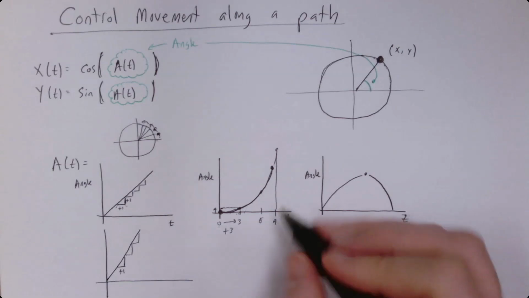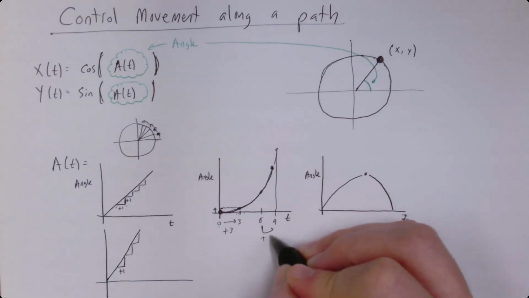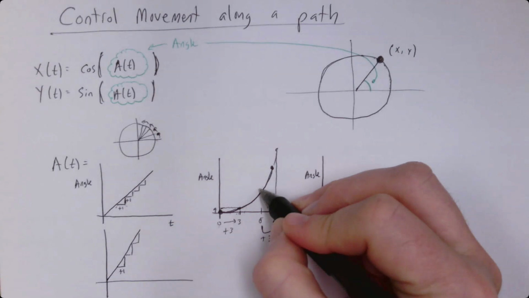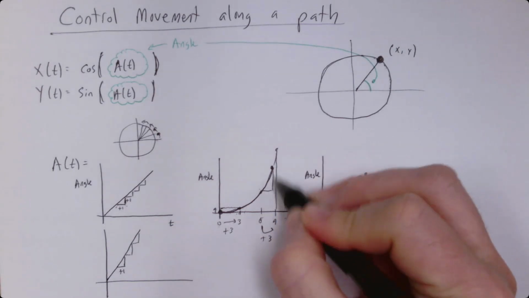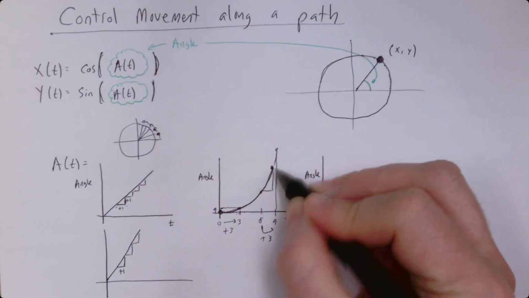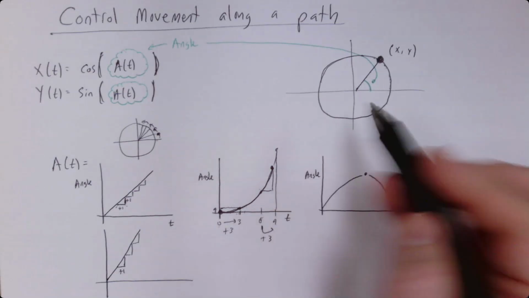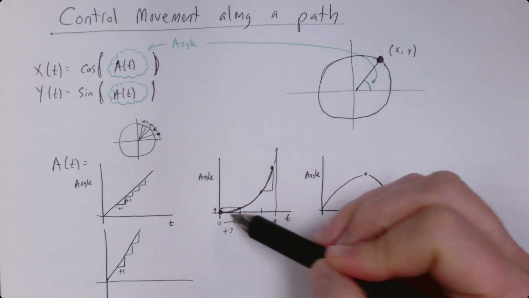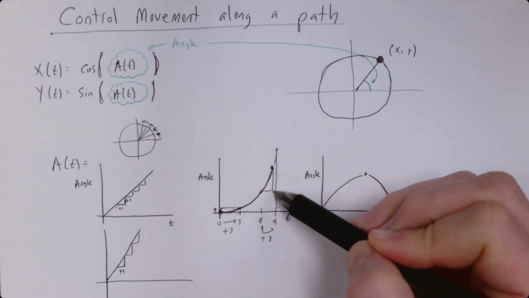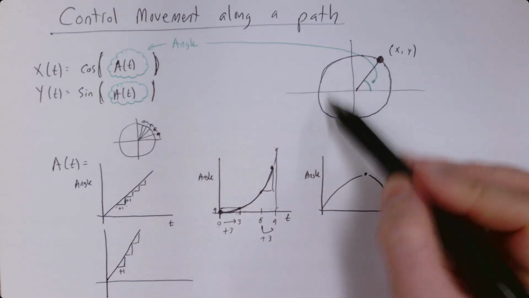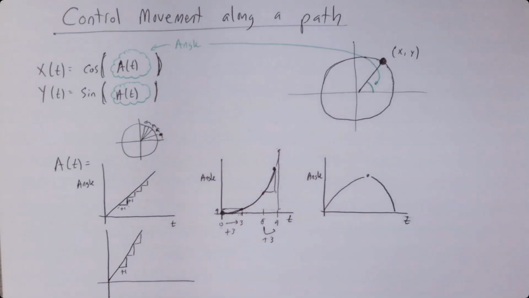But then once it gets going, here is still an increase in 3 seconds, but now if you look at how much the angle increases, it's by a lot. And so that's why that curvature creates an acceleration. It's because as time increases, the amount the angle increases is larger and larger and larger.